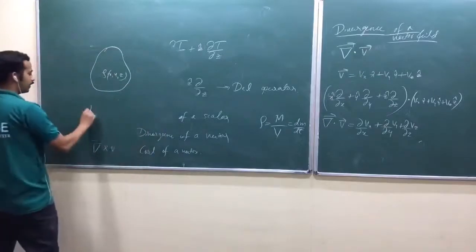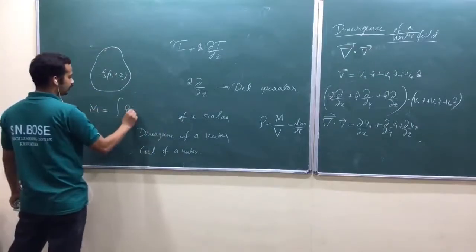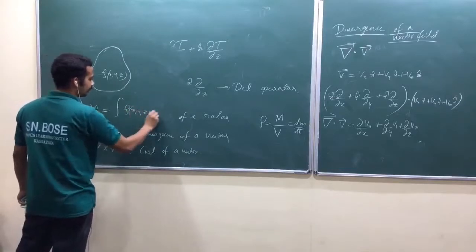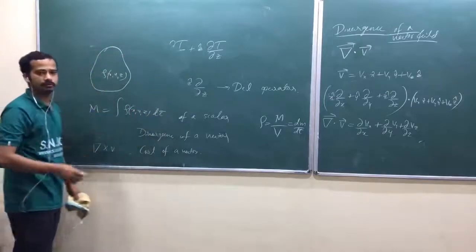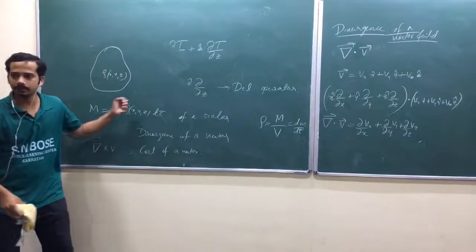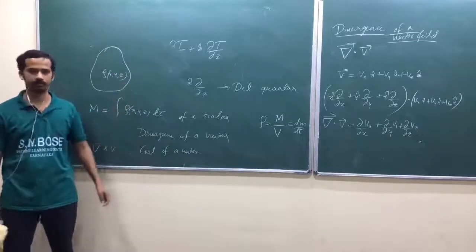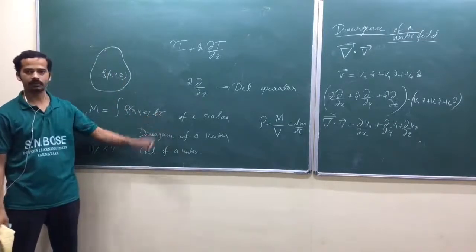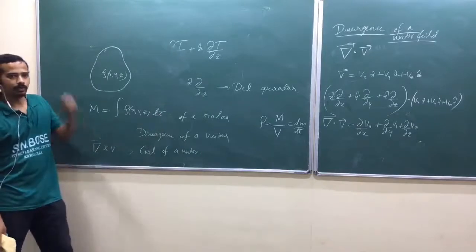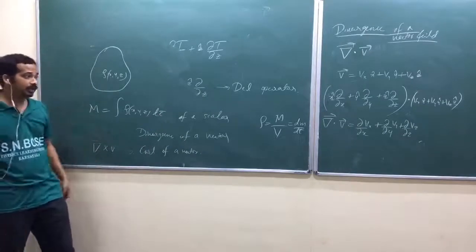Is that okay? Now, how do you find total mass? Then you have to integrate rho(x, y, z) throughout this volume. Am I right? Now that becomes a variable. You have to integrate that one properly, isn't it? With respect to that volume element.